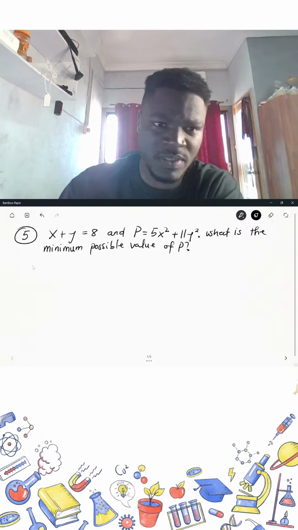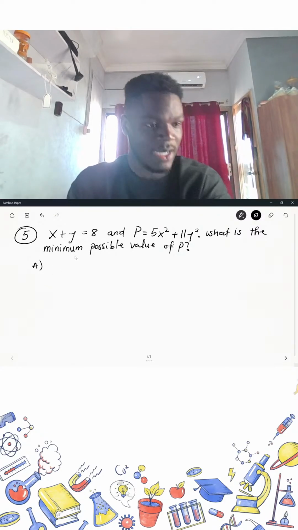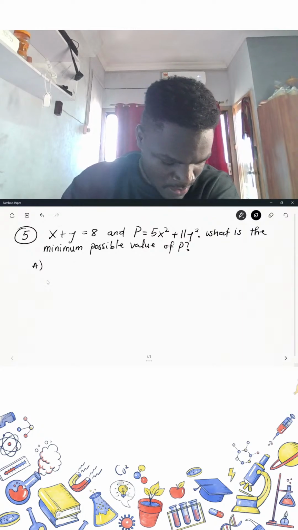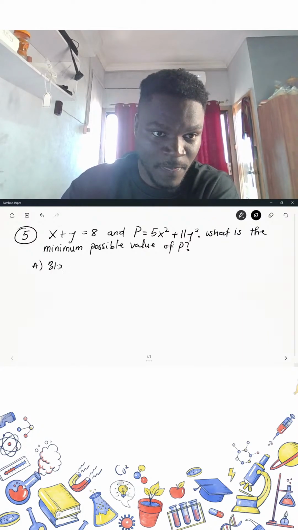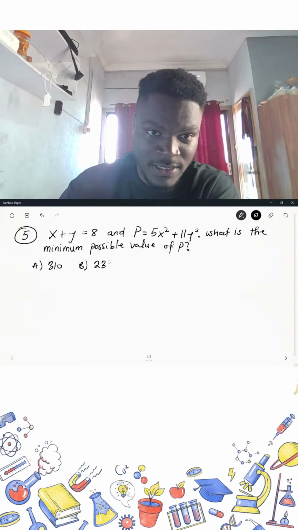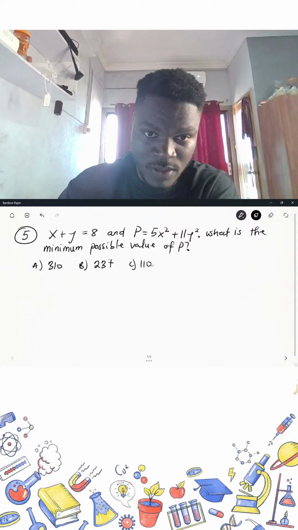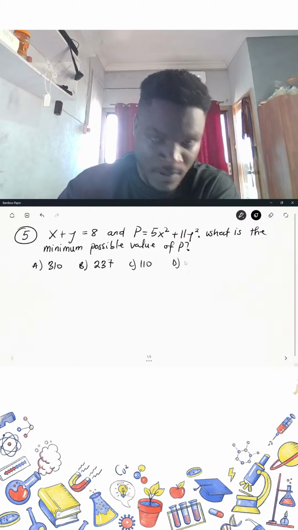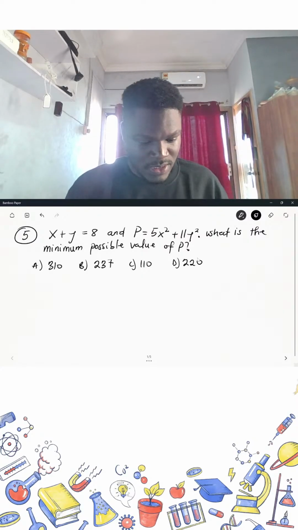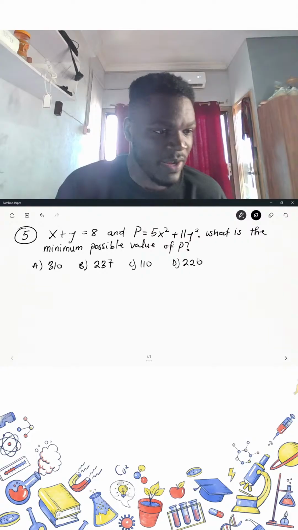Okay, we have the possible options. Let me write that so that the others who are joining can also choose one of the possible answers. Option A is 310. Option B is 237. Option C is 110. And option D is 220. So what is the minimum possible value for p?